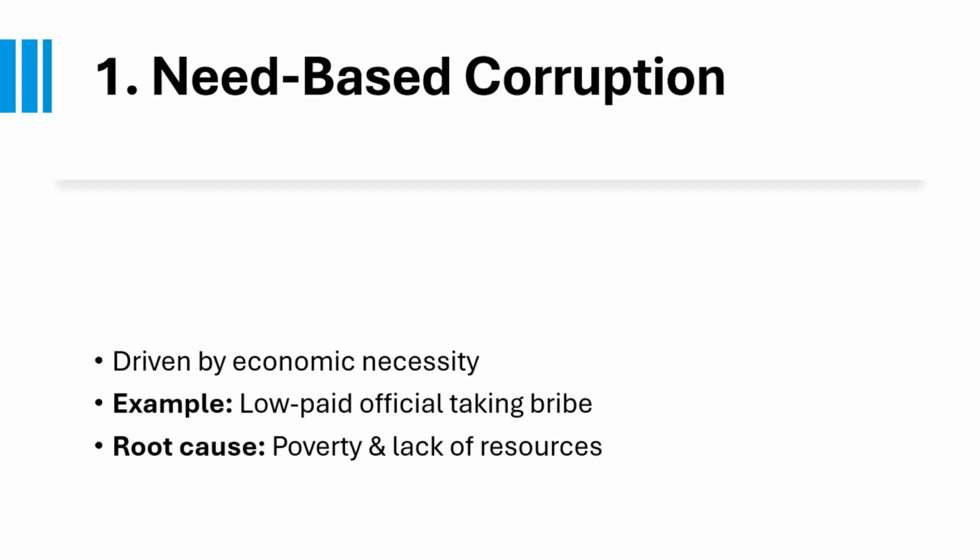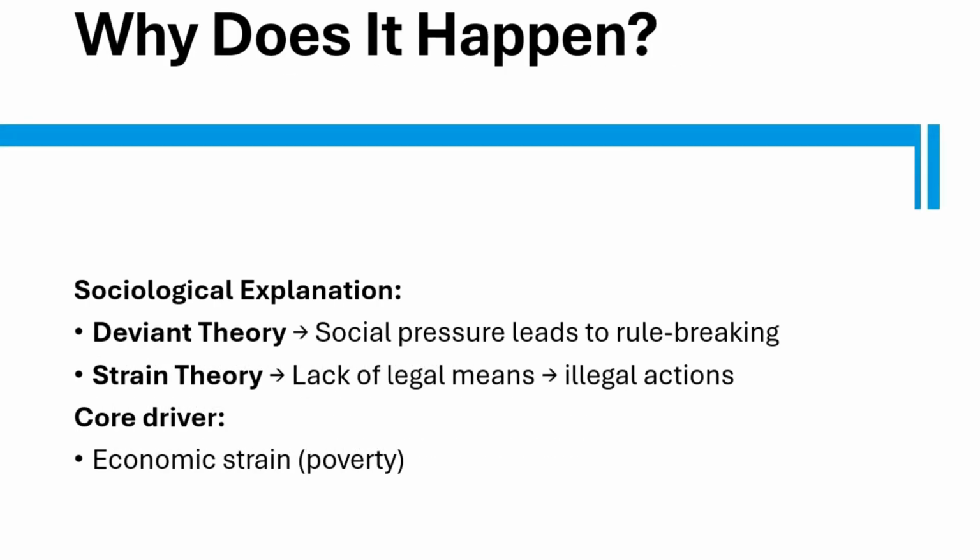Need-based corruption occurs when individuals engage in wrongdoing due to basic survival needs. For example, a low-paid government employee taking a bribe to support their family. The deviance theory in sociology explains why people deviate from rules. It suggests that social pressures and structural issues push individuals toward corruption.